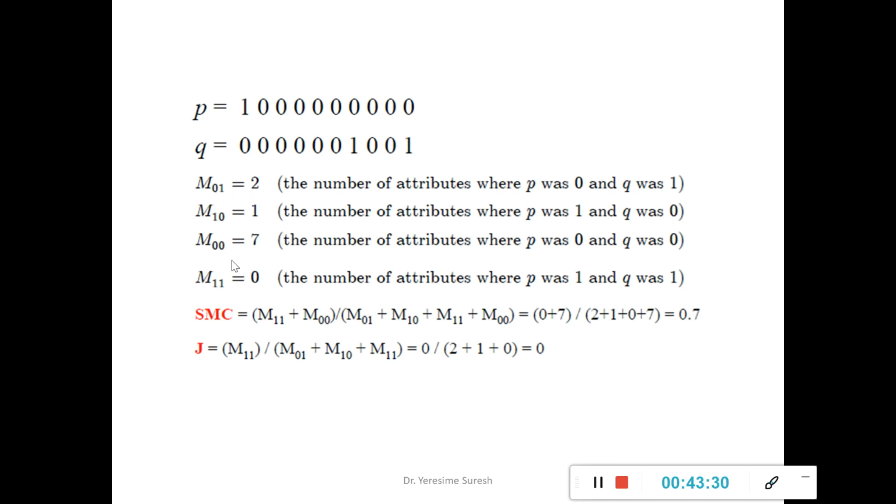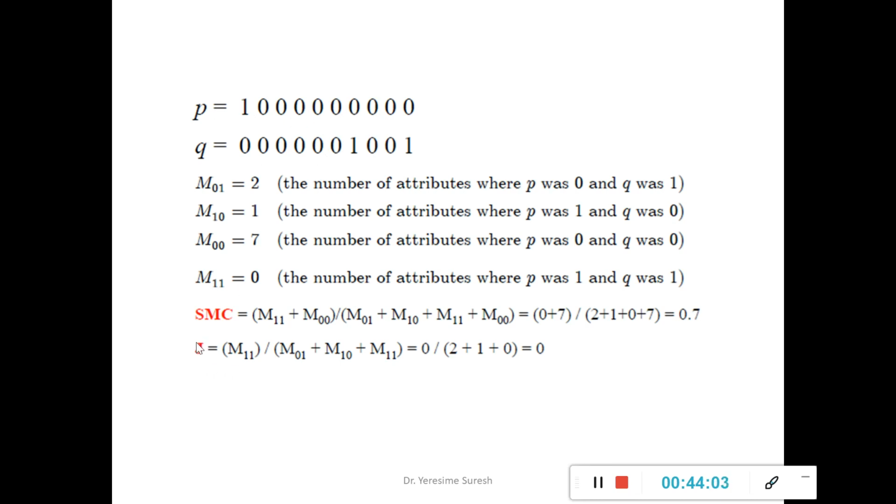So, substitute these values into SMC, you will get 0.7. For the Jaccard coefficient, it will give 0. Now, what do the SMC value of 0.7 and Jaccard coefficient of 0 indicate? The SMC value ranges from 0 to 1, and since 0.7 is greater than 0.5, it indicates that there is a lot of dissimilarity between these two data objects. Obviously, you can see there are only very few matching pairs from P to Q.